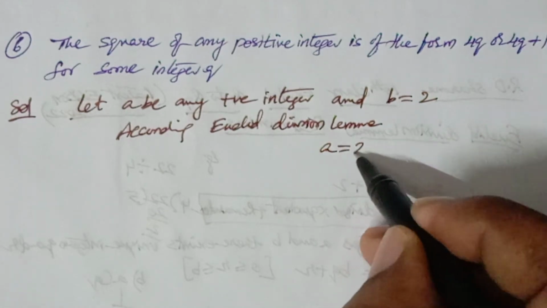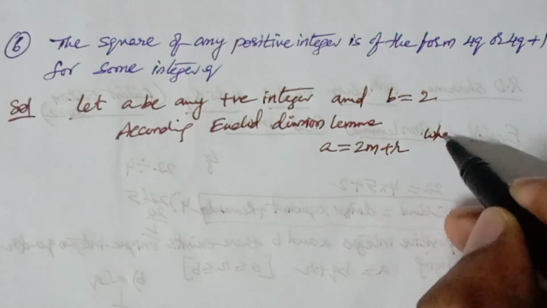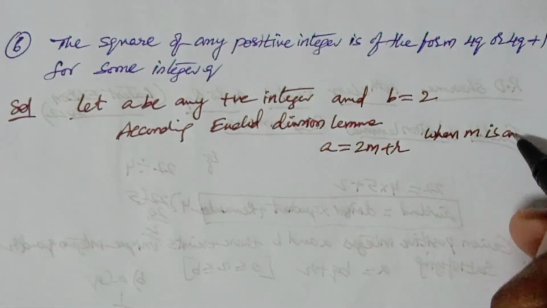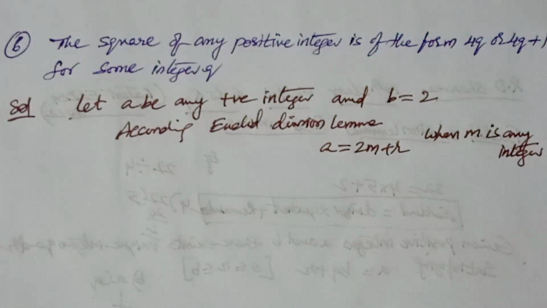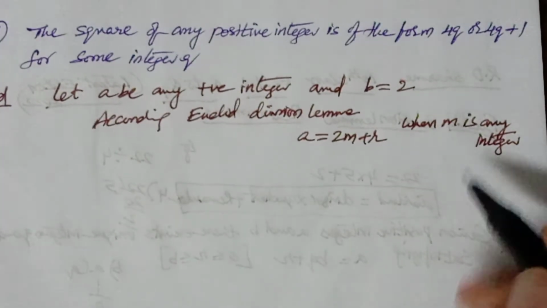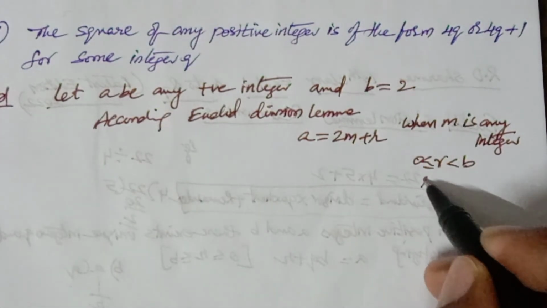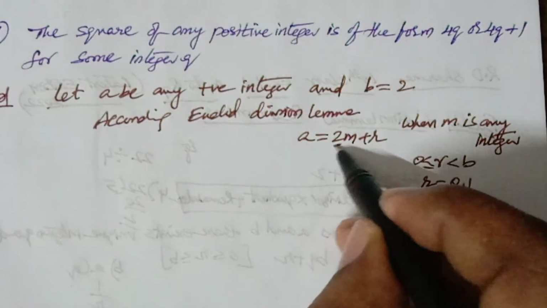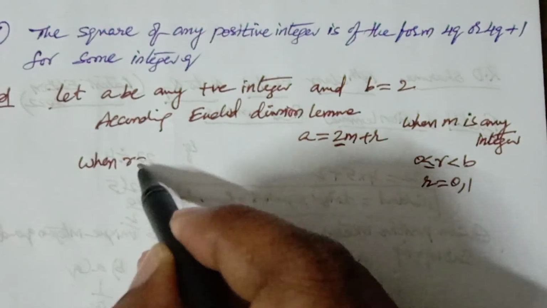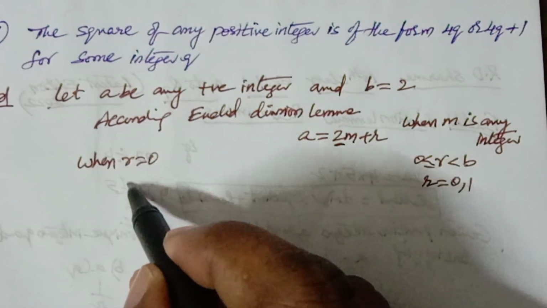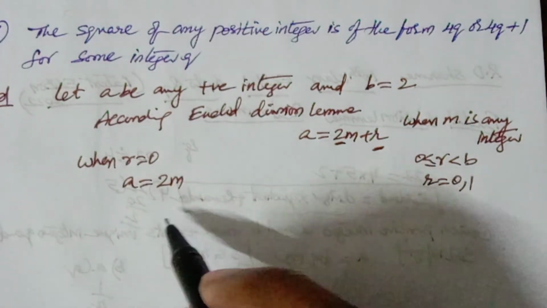a is equal to 2m plus r, where m is any integer. The value of r lies between 0 and b, so r value is 0 and 1. Why? Because here b value is 2. So when r is equal to 0, a value is equal to 2m.